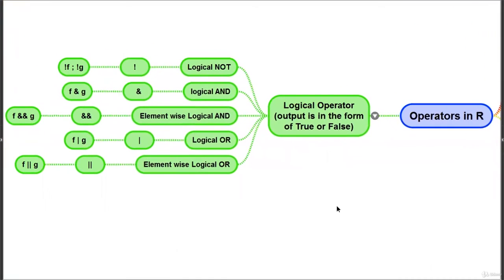Logical operators help us find our output using multiple conditions, using logical NOT, logical AND, the element-wise logical AND operator, where we use two AND signs, and logical OR and element-wise logical OR, where we compare the first elements of the vector or of any matrix that we are using, and the outcome is in the form of true and false.